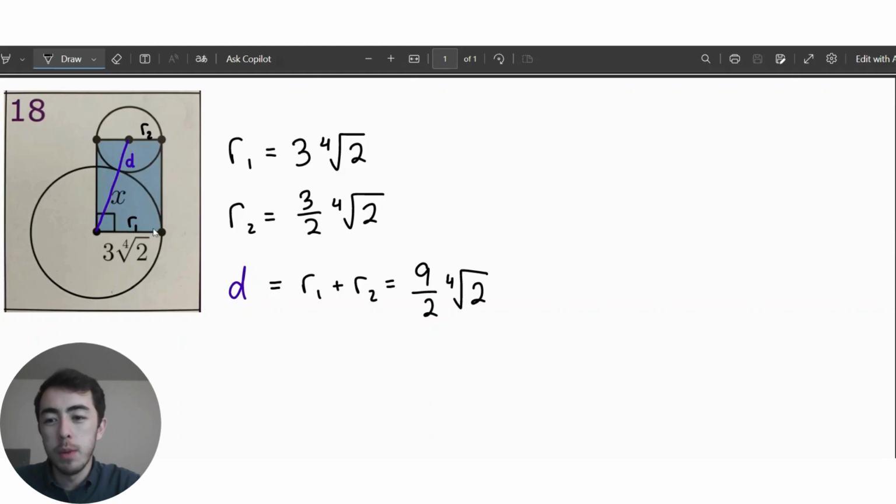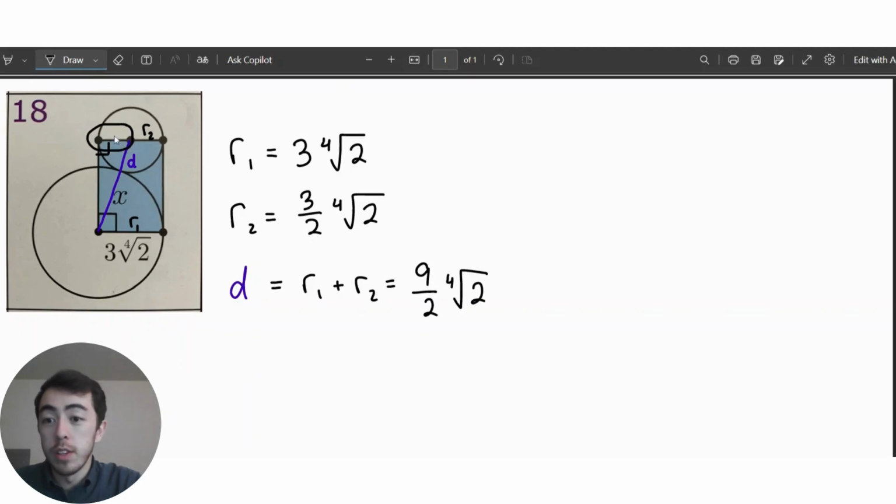Okay, little recap. This radius down here of the big circle is 3 times the fourth root of 2, and the small radius is half that size. And I actually noticed something in the pause: this length d, I wrote d for diagonal, is the hypotenuse of a right triangle. Not only that, but I also have one of the legs, as in I have one of the side lengths adjacent to that 90-degree angle. And that's just that small radius, R2.